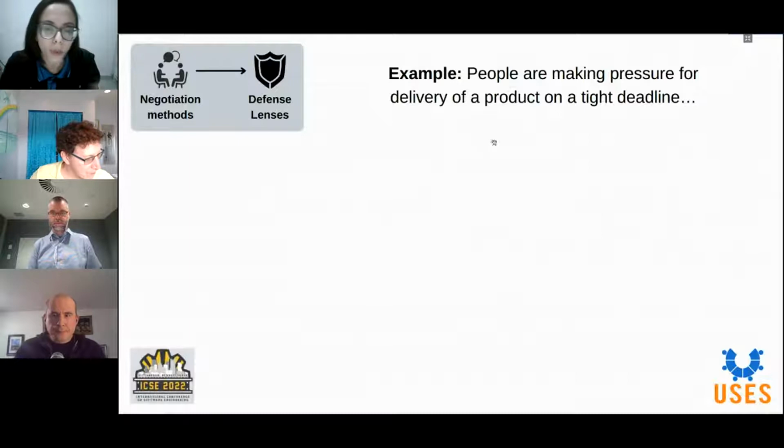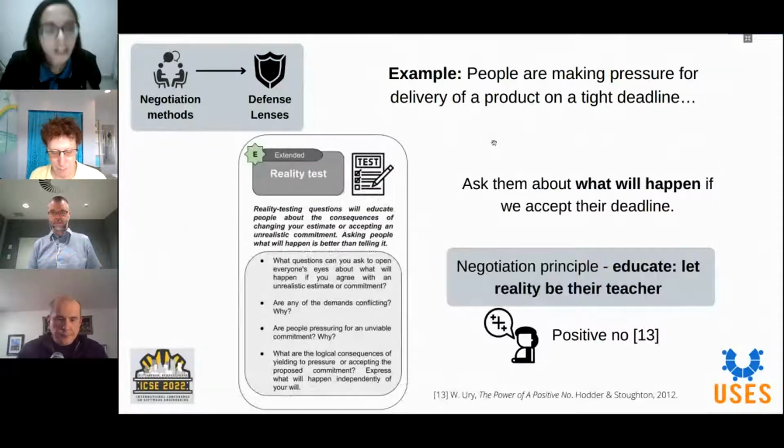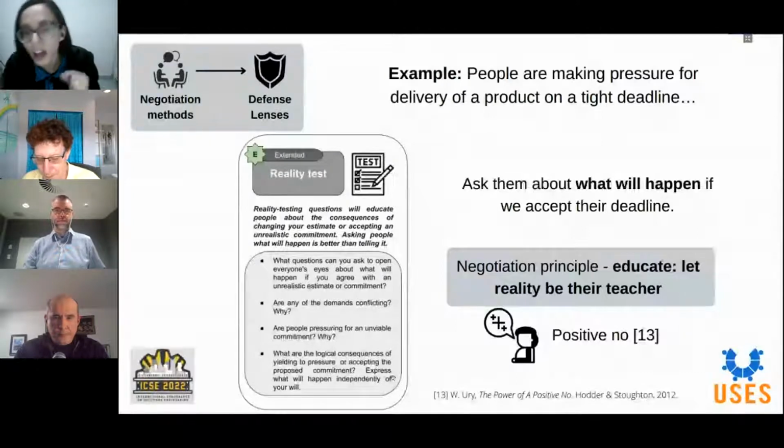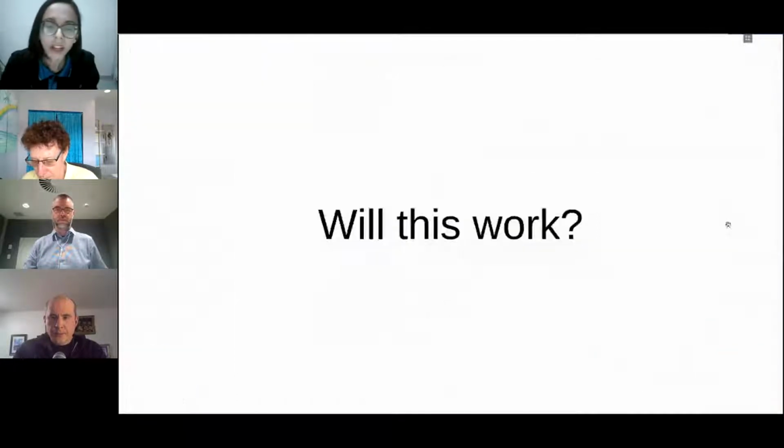For instance, one of the lenses that can help them is the reality test. It is based on the negotiation principle of educating the other people you are negotiating with and letting reality be their teacher. So when we look at the focusing questions we have here, we are trying to create this change of behavior. For instance, in this situation, the estimator can ask these people about what they think will happen if they accept the deadline. And will this work?